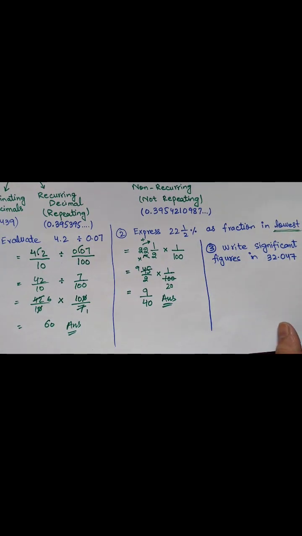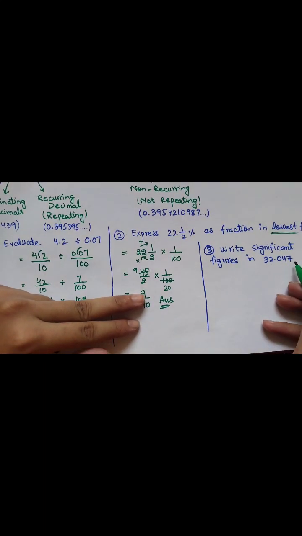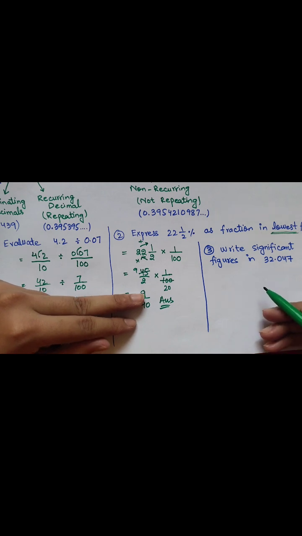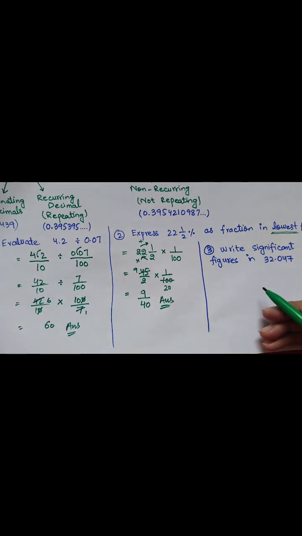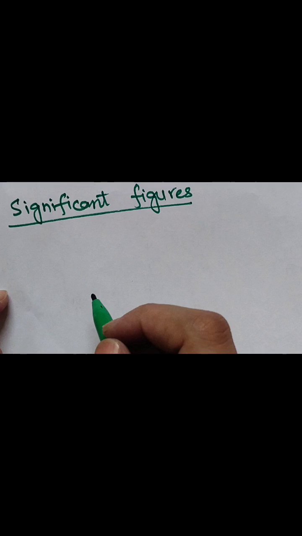Our next question is, write the significant figures in the number 32.047. So let's first move towards significant figures. What are significant figures? Significant figures are all the accurately known digits.